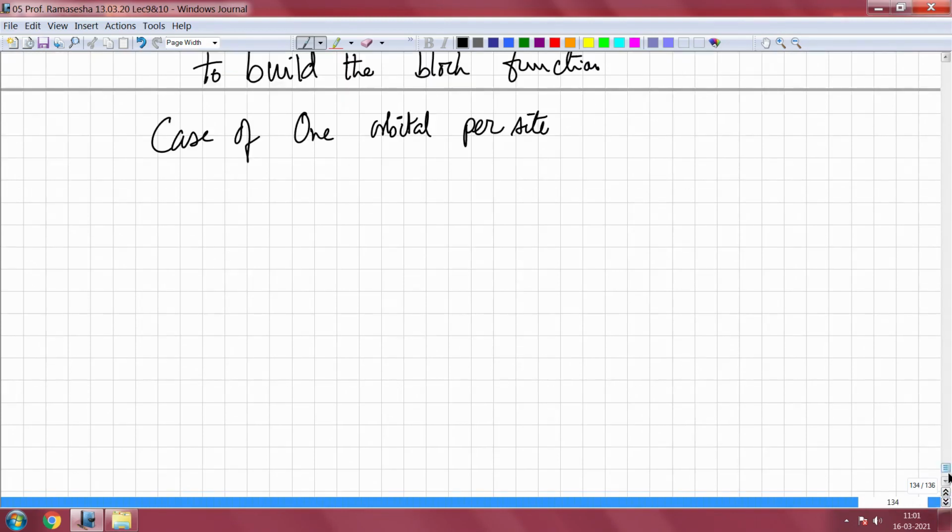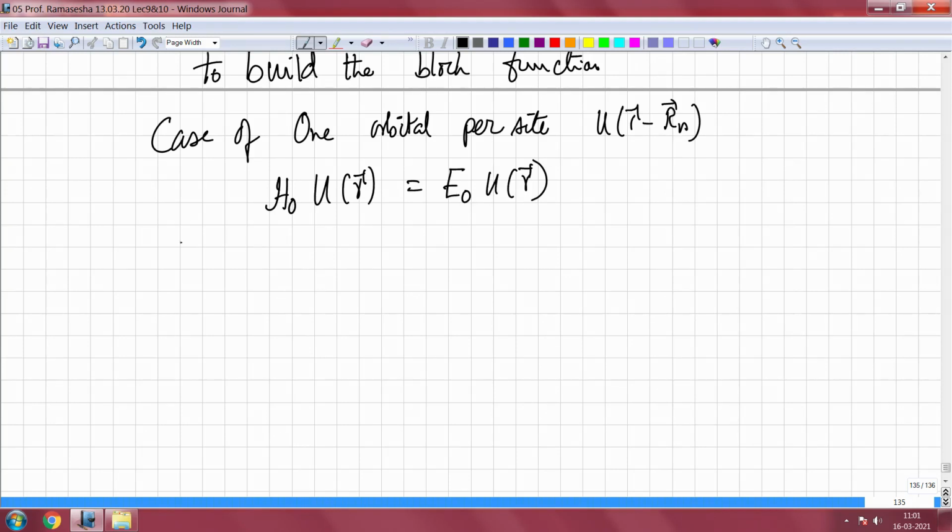Once we have one orbital per site, let me call this orbital U of R minus Rn. So, H naught U of R is equal to E naught U of R, where E naught is the eigenvalue of the atom in the state U of R.